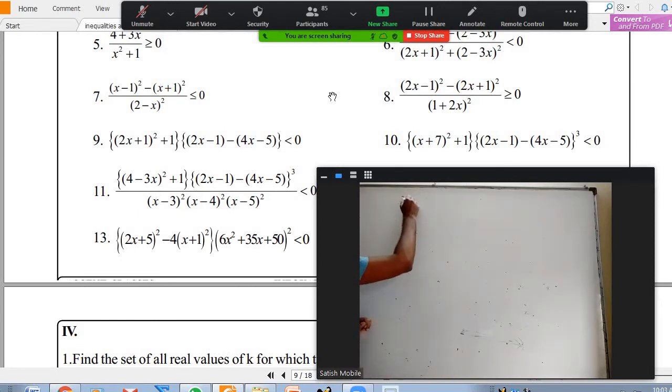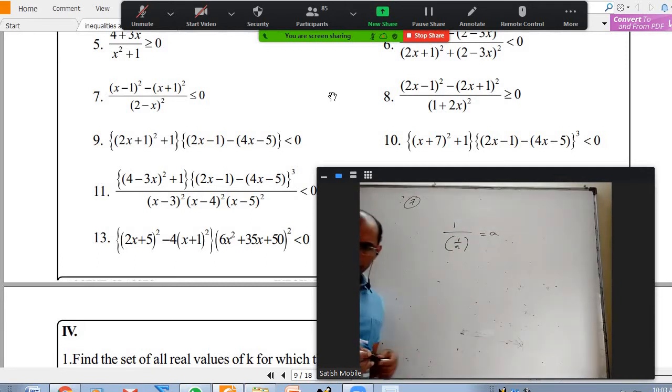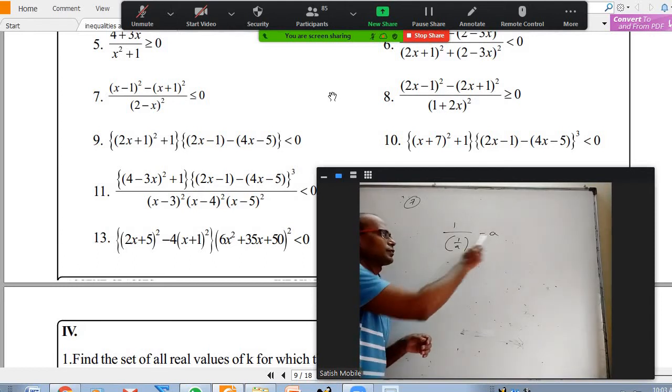Coming to the seventh one, before even doing the seventh one, 1 by 1 by a. Can I write a? Is it correct? Yes, sir. It is not always correct, except for one number. When a is 0, this is fine, but this is not defined.